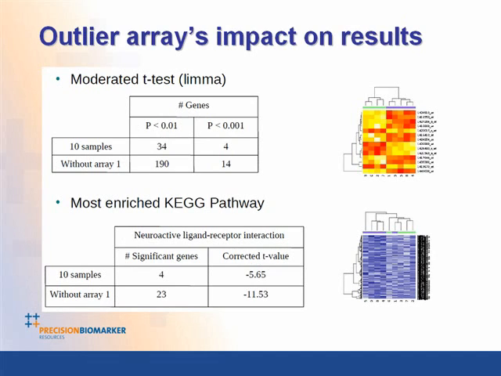However, if we take out array 1, which we identified as an outlier, you can now see that instead of 34 genes at a p-value of 0.01 or less, there are now 190. And there are 14 genes at this p-value of 0.001. Now, if we take this on and look at the most enriched KEGG pathway through pathway analysis, we're now able, without array 1, to identify 23 genes in this pathway, giving it a much more significant corrected T value. And that's the point of improving your confidence in this kind of data.